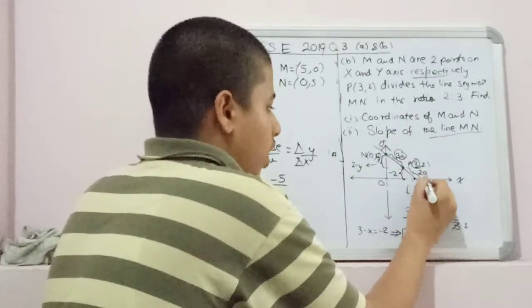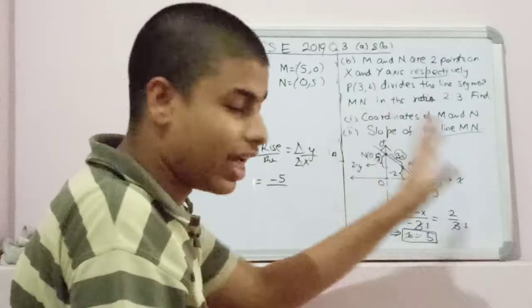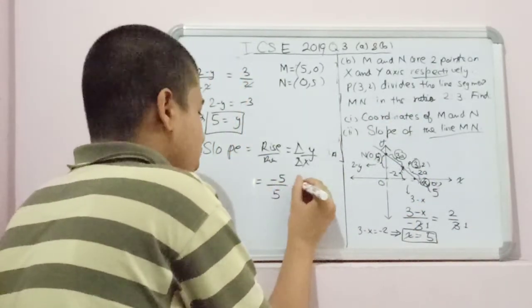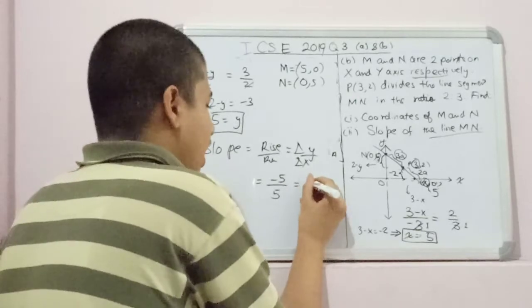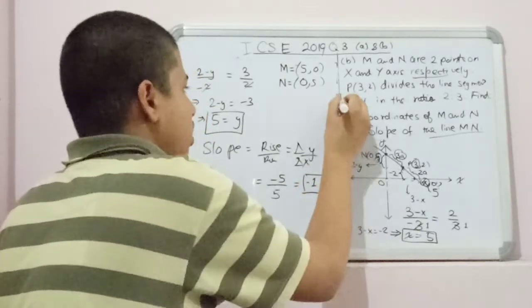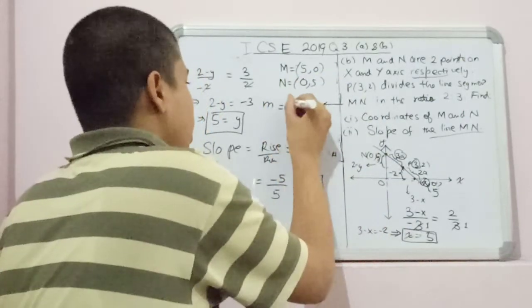We found it right now. So you are moving to the right by 5, so your x value is increasing by 5, and the ratio is negative 1. That's the slope. So the slope, denoted by m, is negative 1.